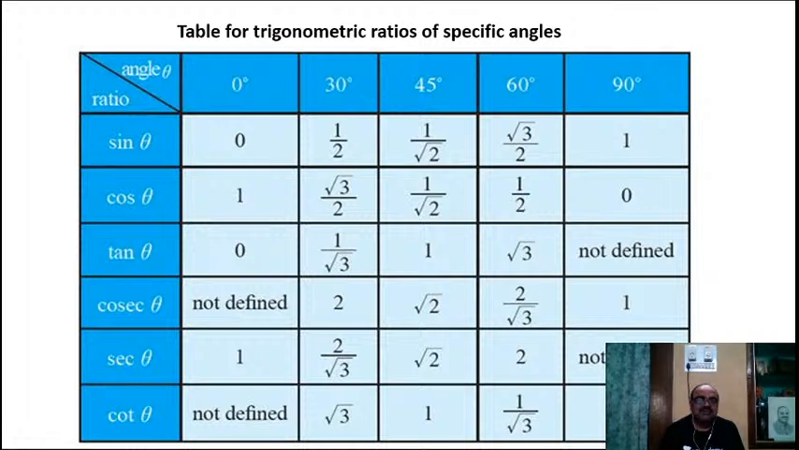Friends, this is very, very essential. Though it is very simple, many a times it gets stuck for us. So cos 30 is root 3 by 2. Cos 45 is 1 by root 2. Cos 60 is 1 by 2. And cos 90 is 0.